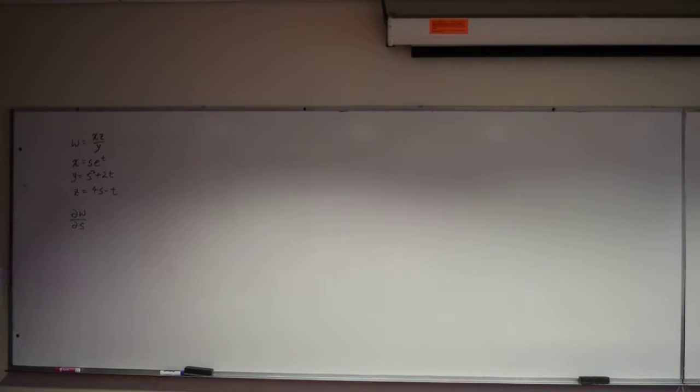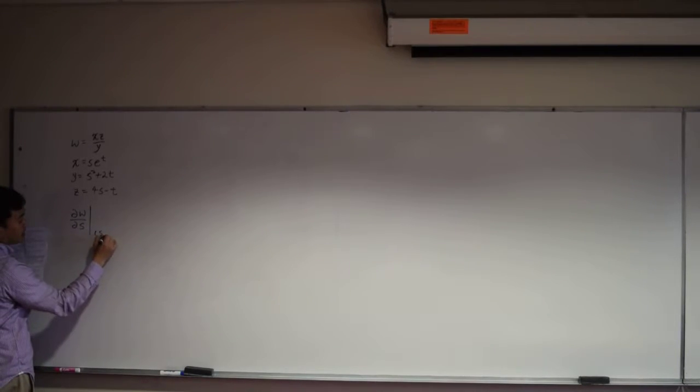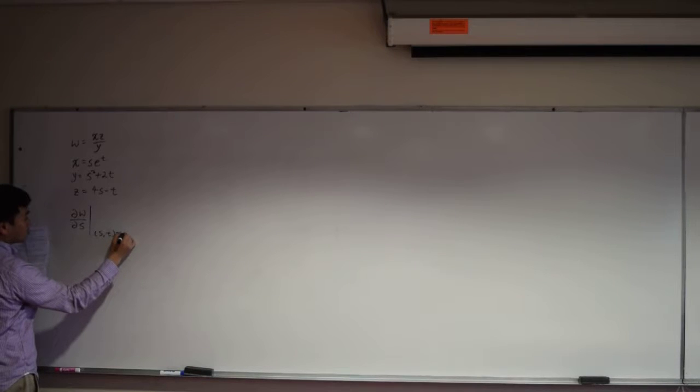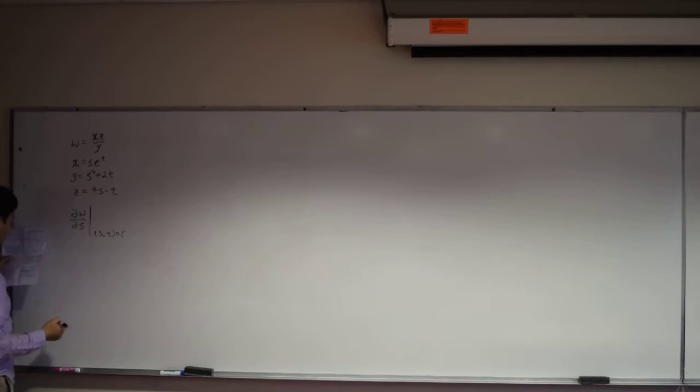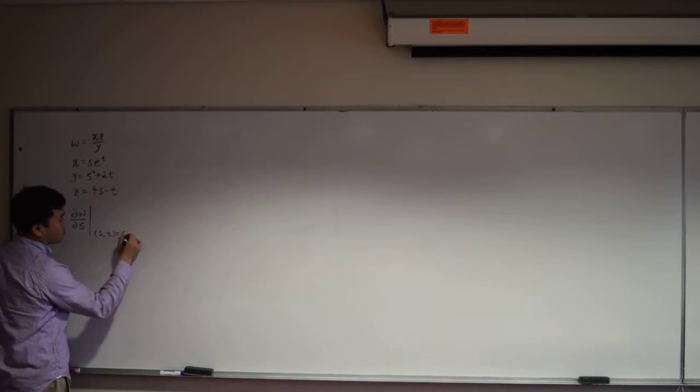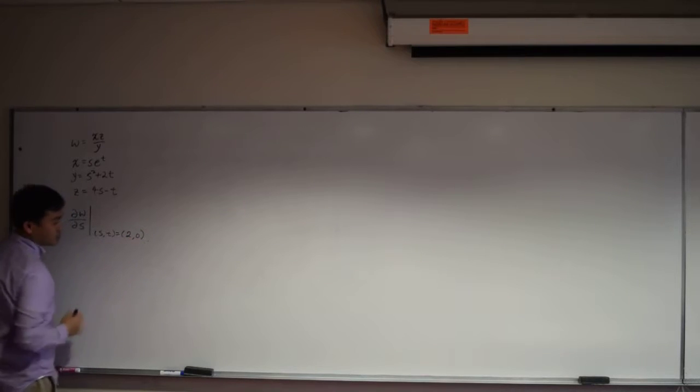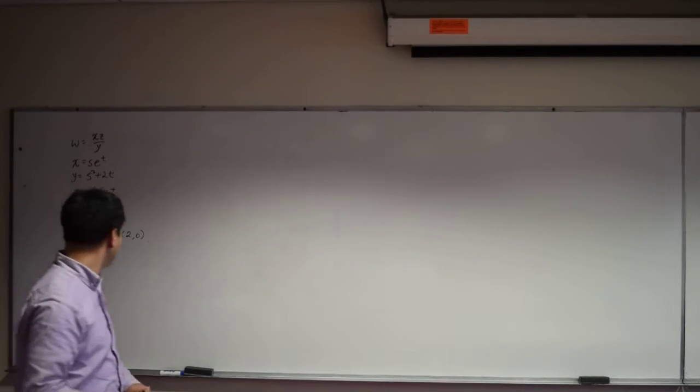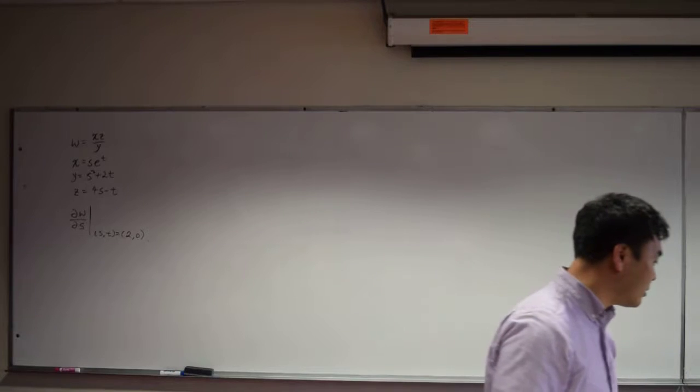Find the partial derivative of w with respect to s, and evaluate that partial derivative at (s, t) equal to, the question is (1, 0), but let's try something else. Let's try (2, 0). Let's try to evaluate that.